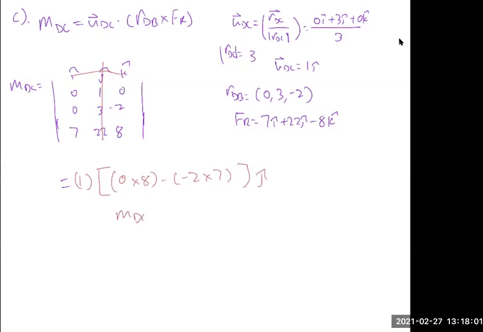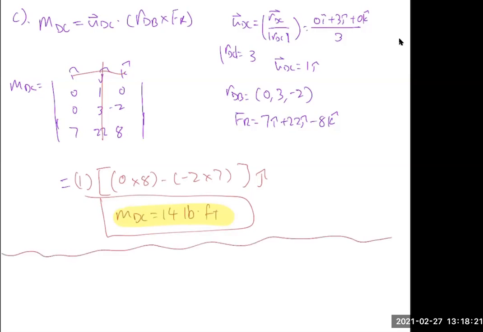So on my MDC, I got 14 pound-feet. Okay. All right. This is our answer for part C, moment about axis. Okay. So let's move on to part D.